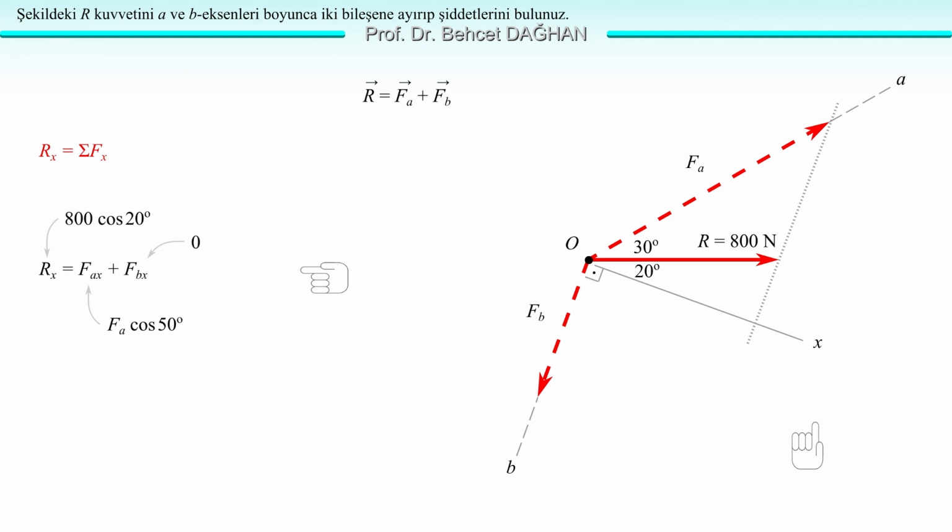We also see this in the relation we obtained. The projection of Fa on this line is equal to the projection of R, because there is no projection of Fb. Yes, from here, we can find Fa directly. 800 cosine 20 equals Fa times cosine 50, and if we solve for Fa, we find Fa equals 1170 Newton.